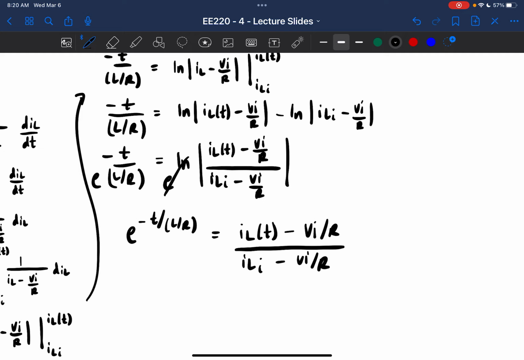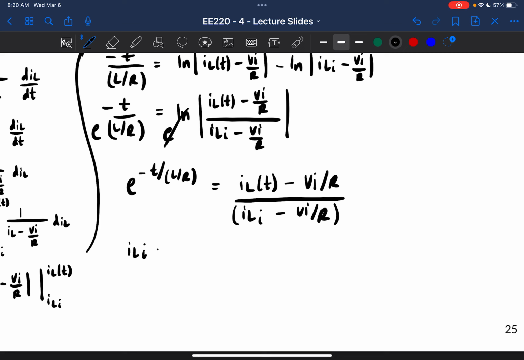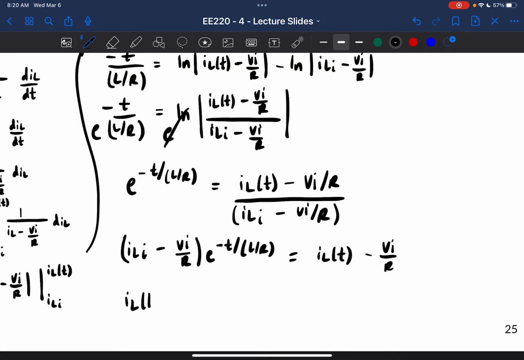I can multiply both sides by this denominator here, and I get that ILI minus VI over R times e to the minus T over L over R is equal to IL of T minus VI over R. And the last thing I need to do is add this term over to the other side. And then I'm left with IL of T is equal to VI over R plus ILI minus VI over R e to the minus T over L over R.